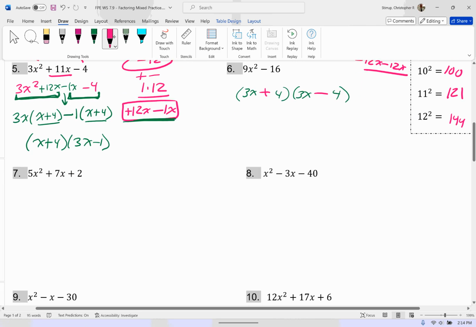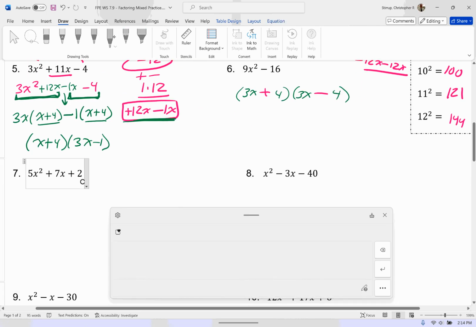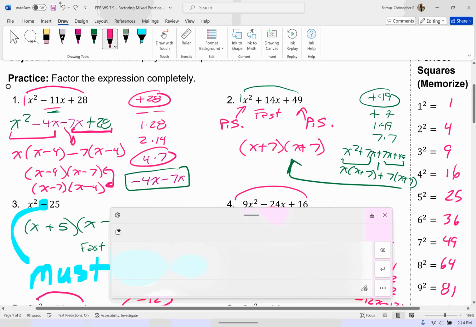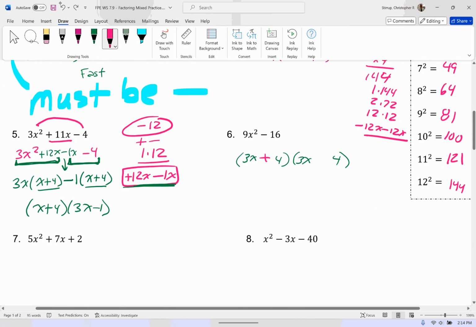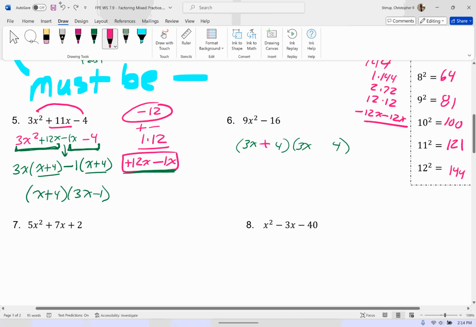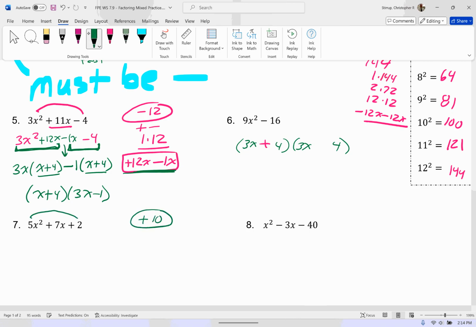All right, friends. Is number 7 a fast way or the old way? Old. So multiply here. I get positive 10. I'm almost done, guys. Let me get done with this, please. All right.